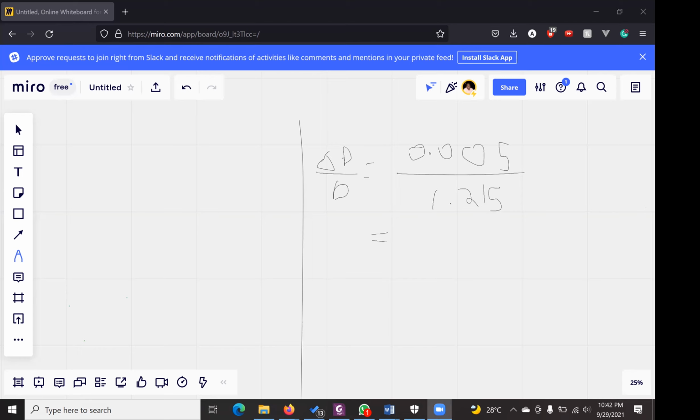Somebody just gave an answer: 41.15%. Come again. 0.04%. 0.00411, and times 0.005 over 1.215, you get 0.412. Well, you're right. Yeah, 0.412.